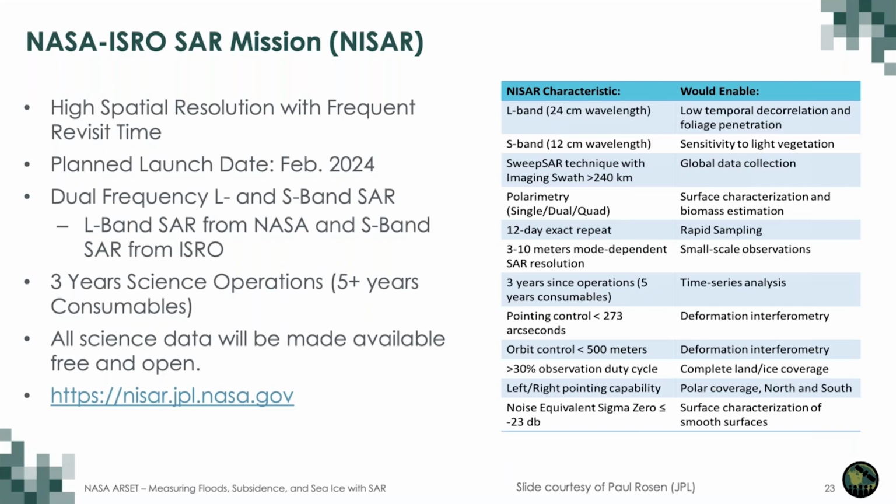As I mentioned earlier, it has 2 radar wavelengths, the L-band radar built by NASA and the S-band radar built by ISRO. They're both in the same structure, but using a reflector, unlike a lot of the other radar systems, so that we can actually operate the L-band and the S-band simultaneously. And all the science data will be free and open and available from the S-band from ISRO and the L-band from NASA.